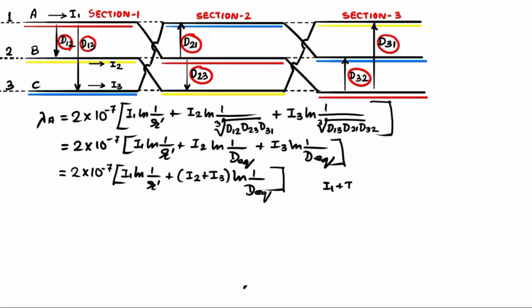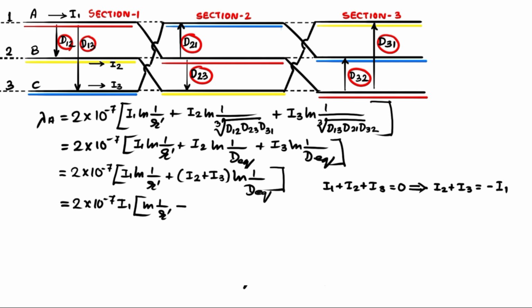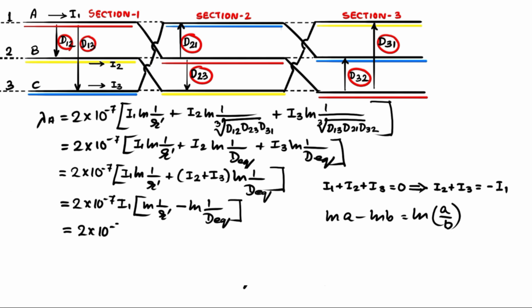Since I1 plus I2 plus I3 equals 0, we have I2 plus I3 equals minus I1. Substituting this relation, the flux linkage becomes 2 into 10 to the power minus 7 multiplied by I1 multiplied by the quantity logarithm of 1 by R dash minus logarithm of 1 by D equivalent. Using the logarithmic identity, logarithm of A minus logarithm of B equals logarithm of A divided by B, we get flux linkage equal to 2 into 10 to the power minus 7 multiplied by I1 multiplied by logarithm of D equivalent divided by R dash.